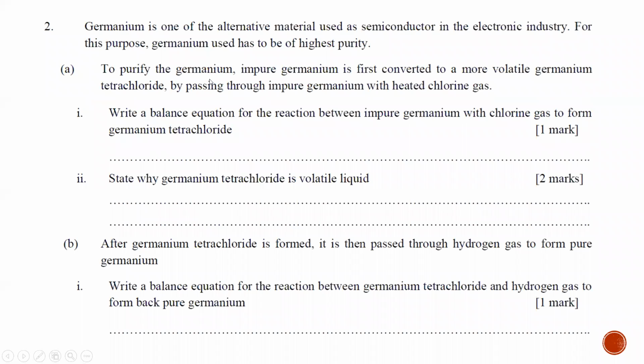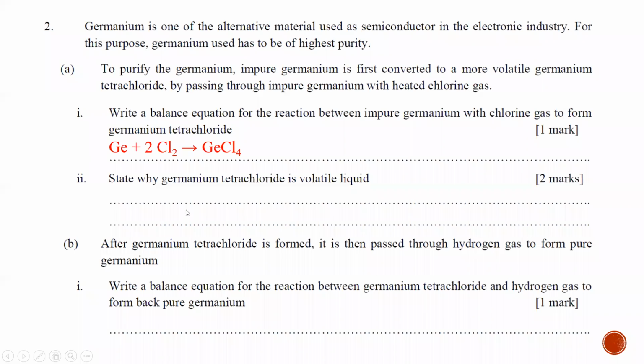Then question number 2: germanium is one of the alternative materials used as a semiconductor in the electronic industry. For this purpose, germanium is required to have the highest purity. Impure germanium is first converted to the more volatile germanium tetrachloride by passing heated chlorine through impure germanium. Write a balanced equation for the reaction between impure germanium and chlorine gas to form germanium tetrachloride. So you have Ge plus 2Cl2 gives GeCl4.